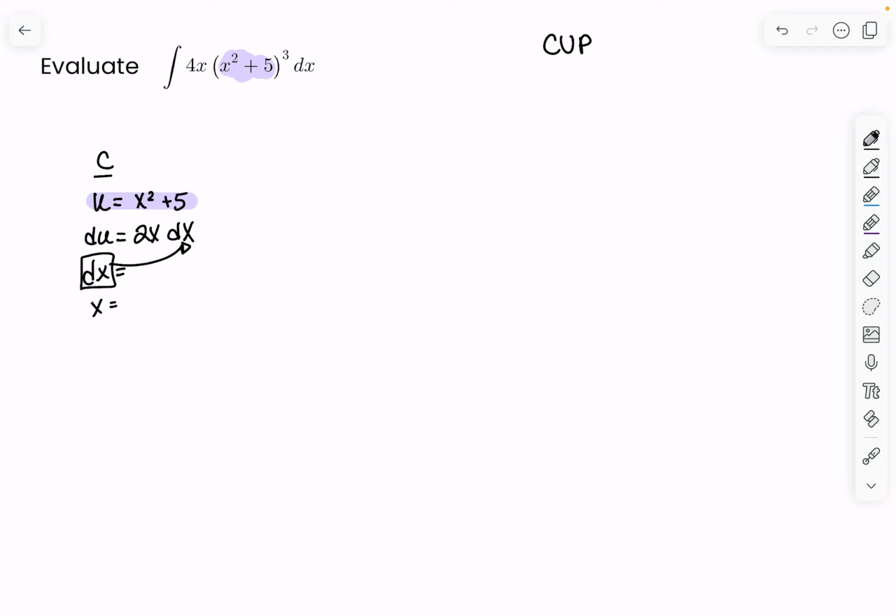It's always going to be what this is over here. And then our dx is take this and solve for dx. So that's going to be du divided by 2x. And then I never solve for x until I go to this step. And I'll show you why.